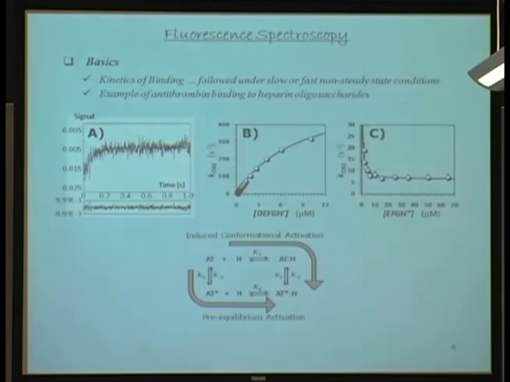And it's a defect of recognition. This is a defect of recognition. This molecule is not able to recognize antithrombin. Certain GAGs may not be able to recognize native species. Yeah?